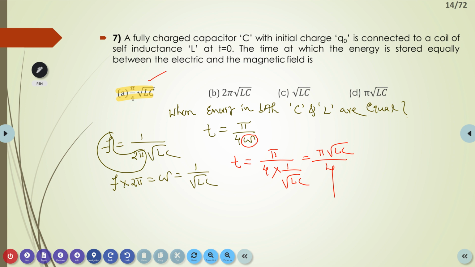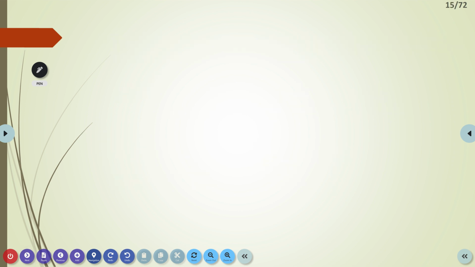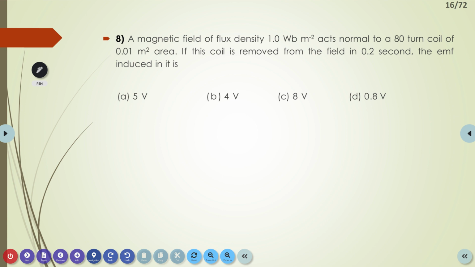Remember students, this you have to remember. The energy is stored equally, either electrical energy or magnetic energy, when T equals pi divided by 4 omega. This is the gist of the problem involved in this equation. Next.